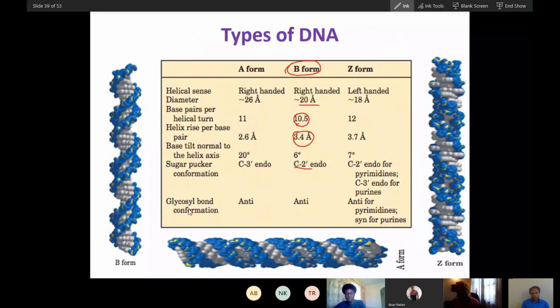And the torsion angle between ribose and base is anti. I have already explained anti and syn. So you can see this type of double-stranded helix is present in our body. But there are other discovered forms of DNA structure, and those are A form and Z form.